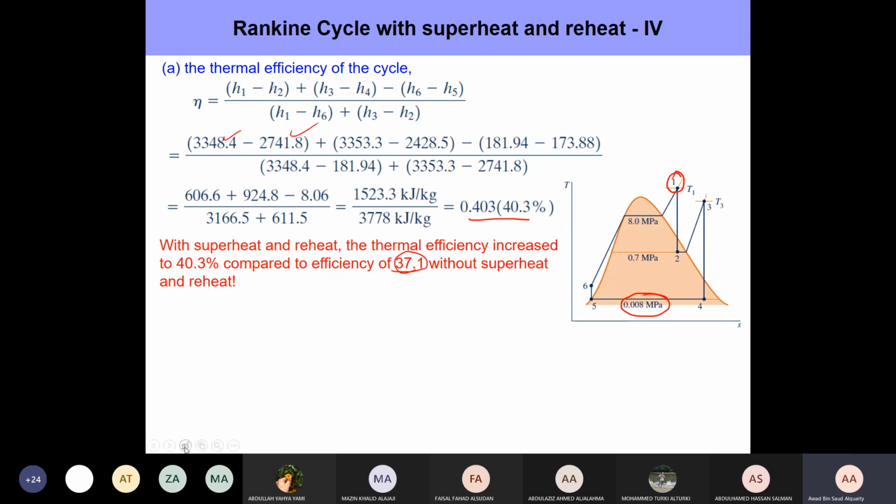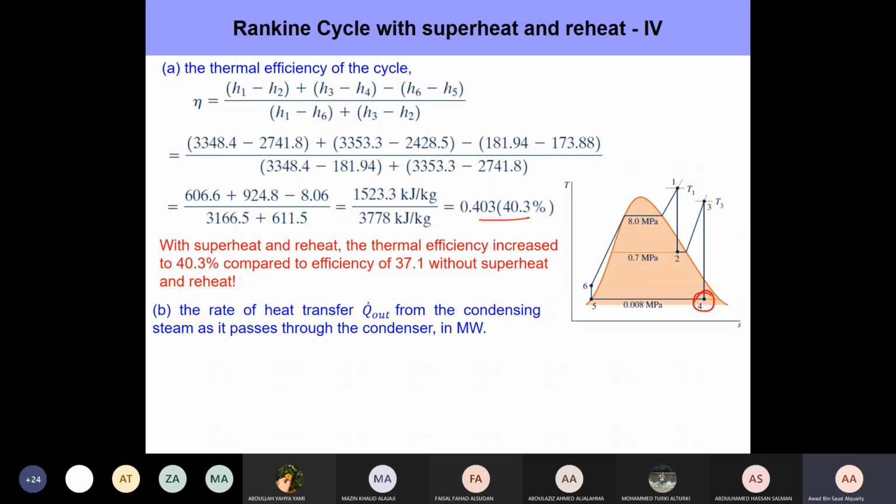Now, by making the simple modifications of superheating and reheating, we're able to increase the efficiency by about 3%. This is a significant amount, and this is the whole reason why we make these 2 modifications, apart from the fact that we also get good quality at state 4. This is common in all practical power systems that you're going to see. All of them have superheat and reheat stages. So that's the first part, the calculation of thermal efficiency.